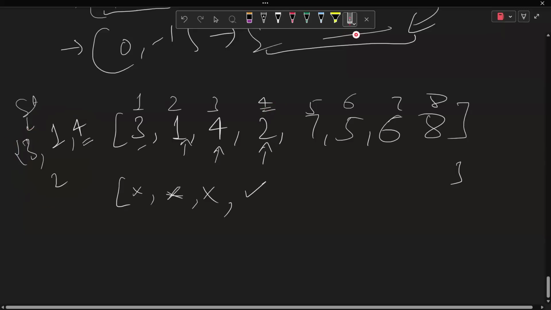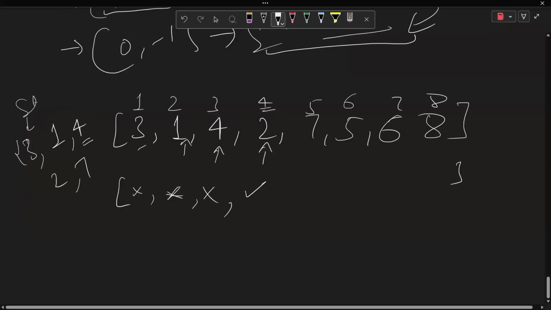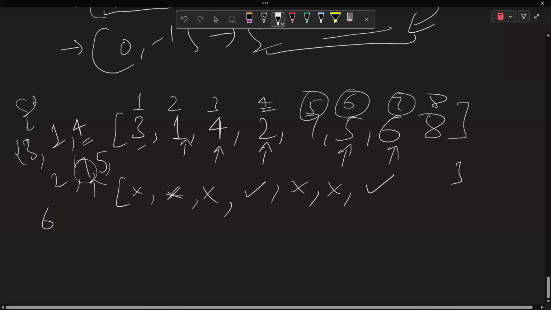Now, same way, we can just go to 7 and insert here. Maximum value is 7, so not valid. Inserted a 5 here, maximum value should be 6, but it is 7, so not valid. Inserted a 6 here, maximum value should be 7, it is 7, so it is a valid permutation. Inserted an 8 into it, so maximum value should be 8, it is 8, it's valid. So this way we can compute which are valid and which are not valid.